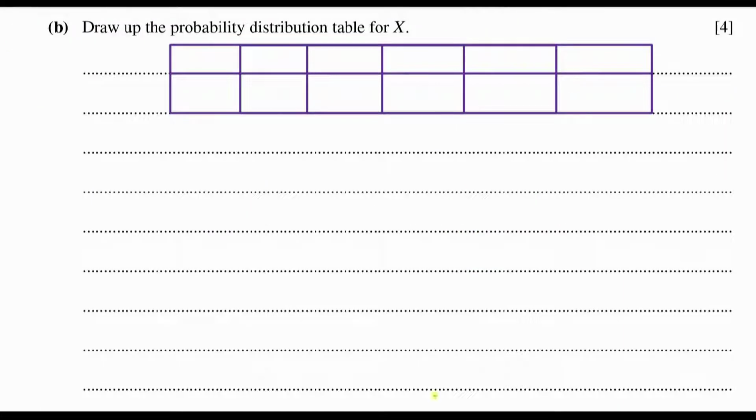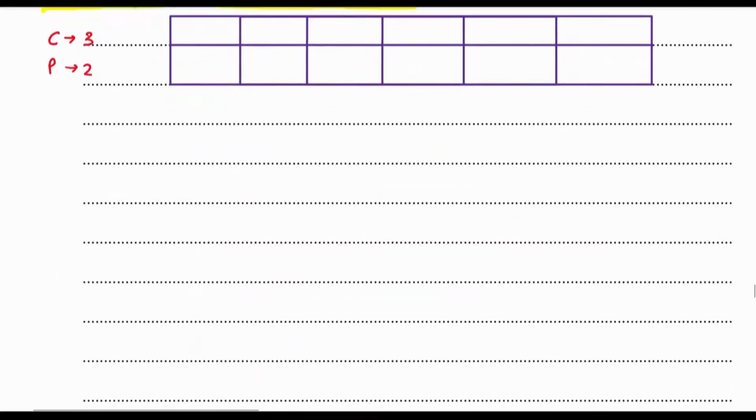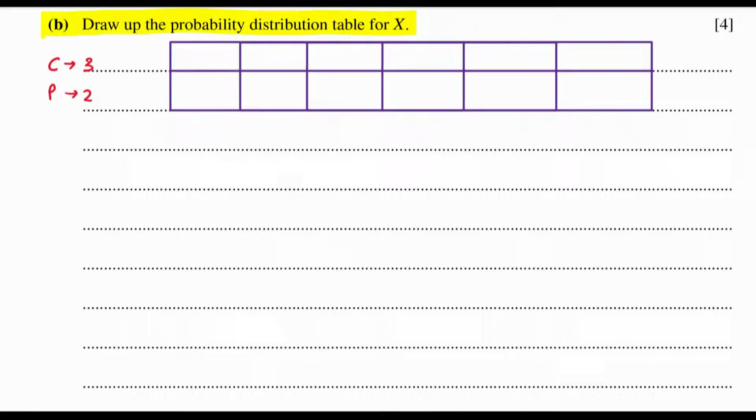So here's the B part. Draw up the probability distribution table for X. I will write here: carrot, there were 3 tins; peas, there were 3 tins; and the last one was sweet corn, there were 2 tins. So I made the table. I will write X here and its corresponding probability.